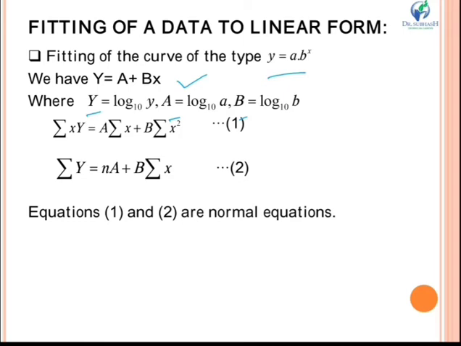The equations below are the normal equations, and they are of the type of the equation of a straight line. So summation xy equal to A summation x plus B summation x square, and the next equation is summation Y equal to nA plus B summation x. Here A, B and Y are capital.